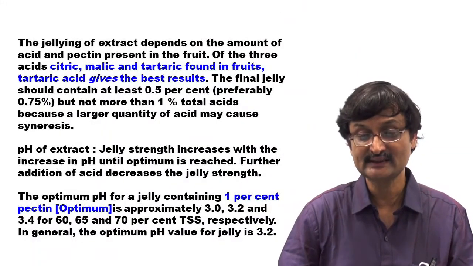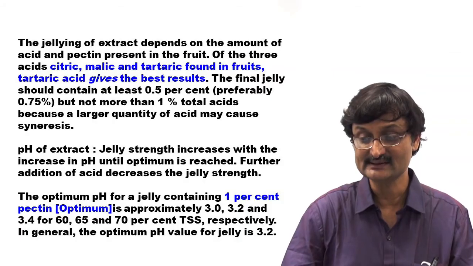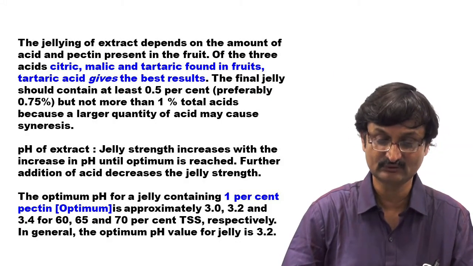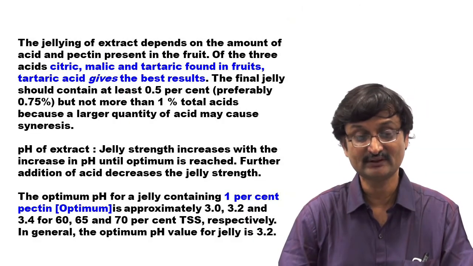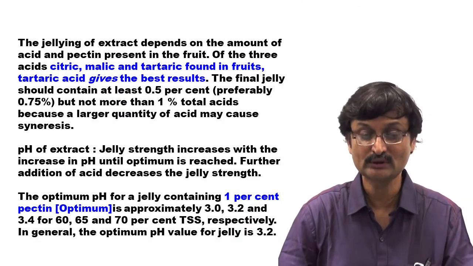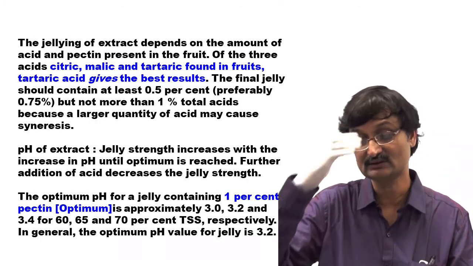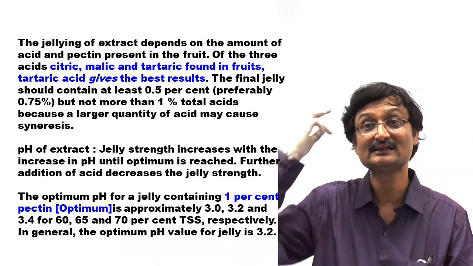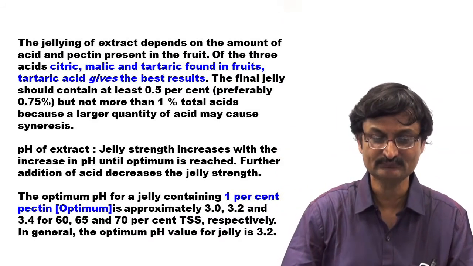The gelling of extract depends on the amount of acid and pectin present in the fruit. Of the 3 acids, citric, malic and tartaric acid found in fruit, the final jelly should contain at least 0.5%, preferably 0.75%, but not more than 1% of total acid, because a larger quantity of acid may cause syneresis or weeping jelly.